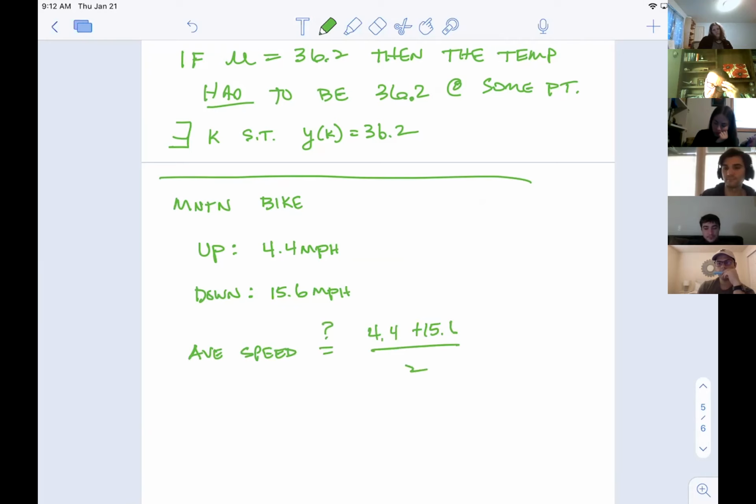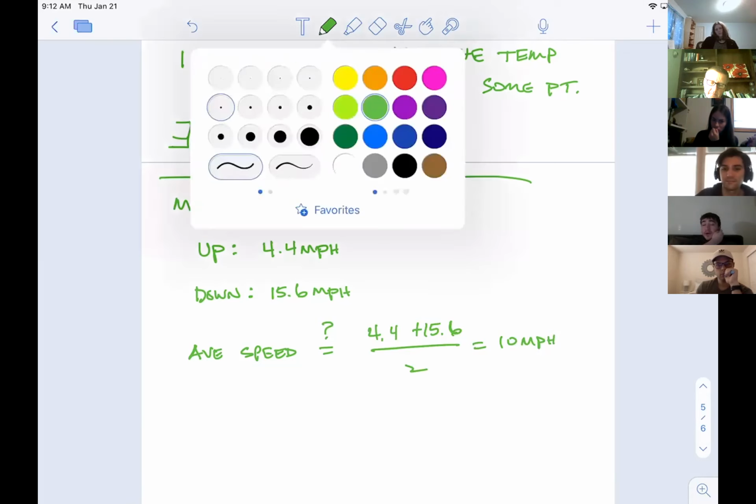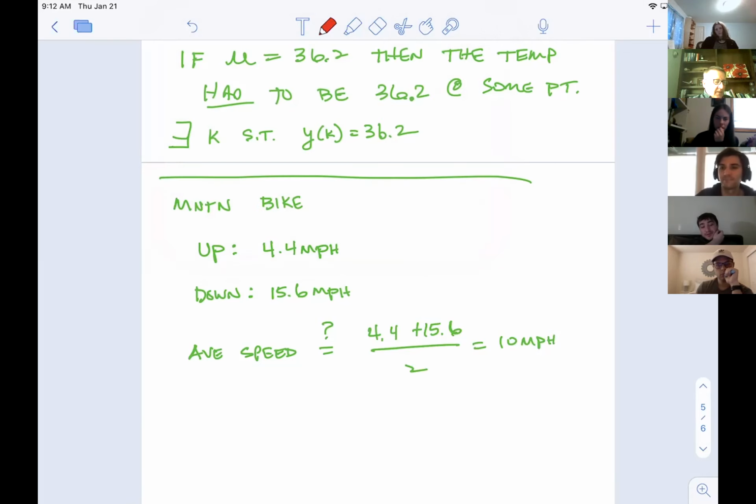Oh, I can do that in my head. That's 20. Divided by 2 is 10. Is that right? The answer is no. Why not? You don't know how long you're going up and how long you're going down. It does make a difference. This took 102 minutes for me to go up, but you can appreciate you were going a lot faster on the way down. It only took me 35 minutes on the way down.